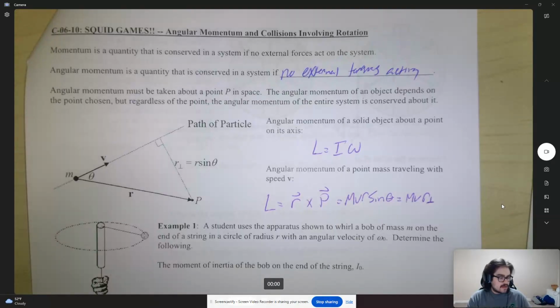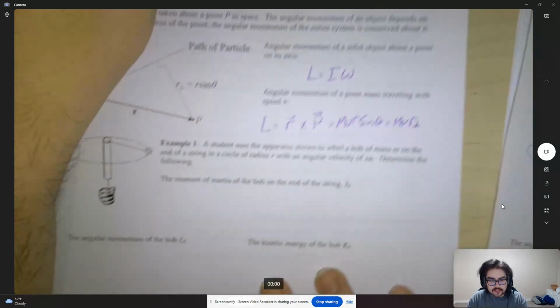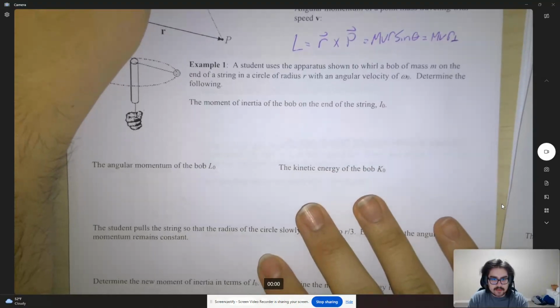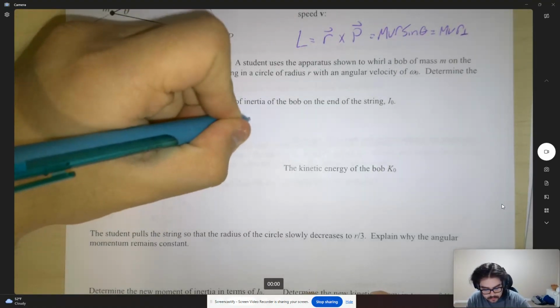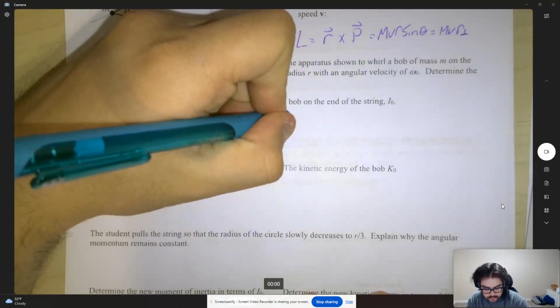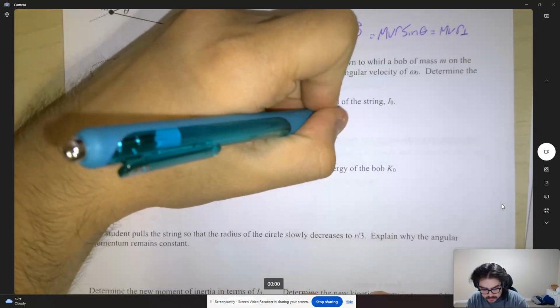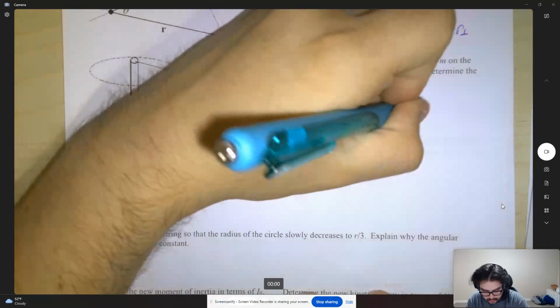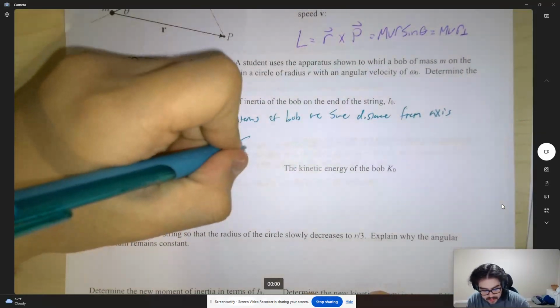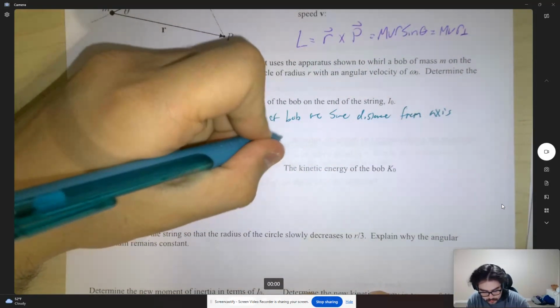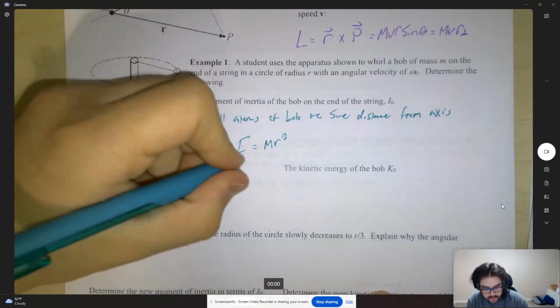You did this lab. It's the circular motion lab. A student uses the apparatus shown to whirl a bob of mass m on the end of a string, in a circle of radius r with angular velocity omega naught. Determine the following. First, the moment of inertia of the bob. All atoms of the bob are the same distance from the axis of rotation, so we can say that I equals m r squared. That's just our basic moment of inertia equation.